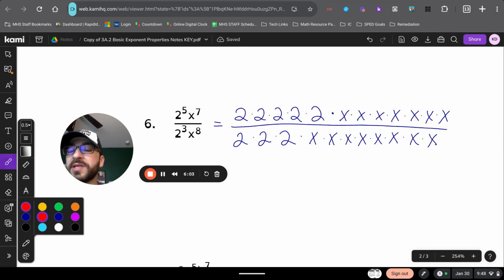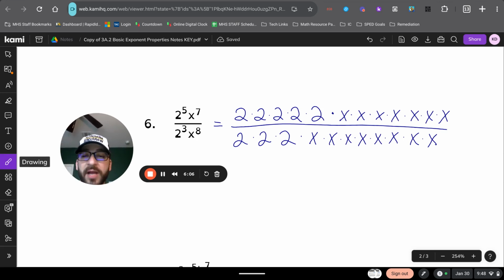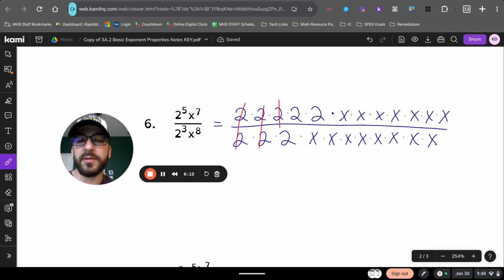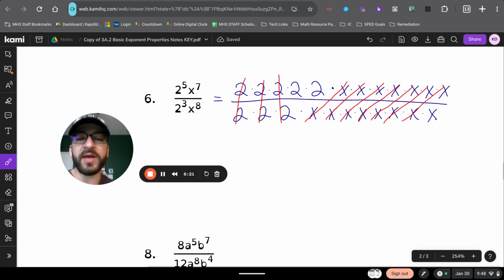Now looking across, we're doing division. If we have the same thing in the top and the bottom of a fraction or in a division sign, we can cancel those out. So we can cancel out the 2's and we can cancel out x's until all we have left is in the top 2 2's, so that would give us 2 squared, and on the bottom, just a single x. Now, comparing that to our original one, 2 to the 5th over 2 cubed became 2 squared, and x to the 7th over x to the 8th became x to the 1st.